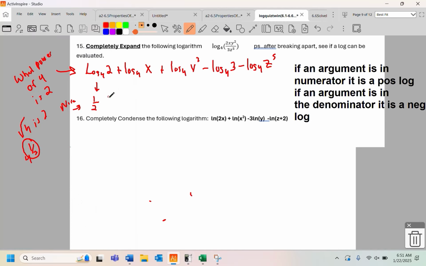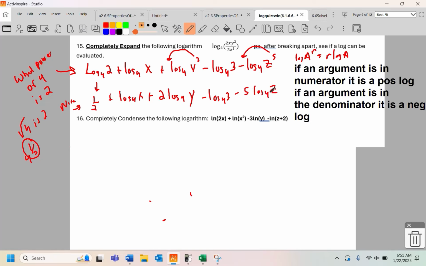So anyways, plus log base 4 of x. We need to move our exponents out front. This comes from log of a to the r is r log a. So plus 2 log base 4 of y, minus log base 4 of 3, minus 5 log base 4 of z.